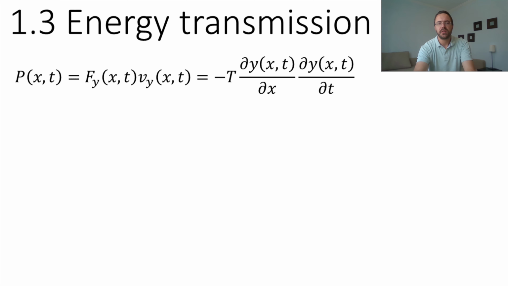So we arrive at this relation for the power on a string. Note that this represents the local power transmission because it depends on the particular position x of the string. And this relation is interesting because it also gives the direction of propagation. If the power P is positive, then the energy propagates in the plus x direction. And if the power P is negative, then the energy propagates in the minus x direction.